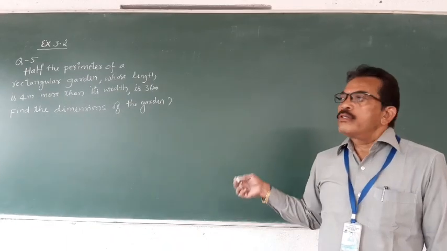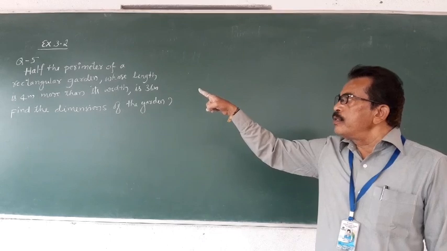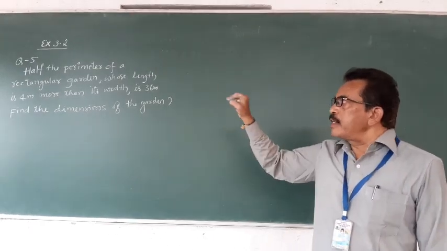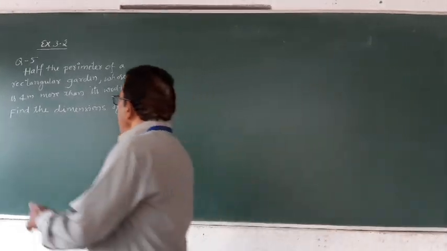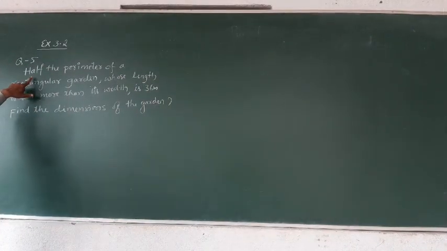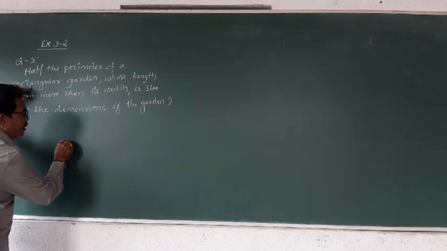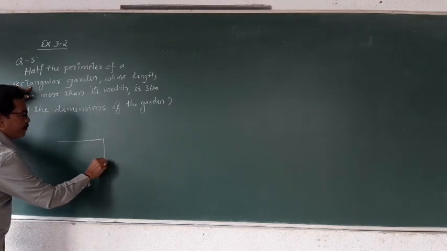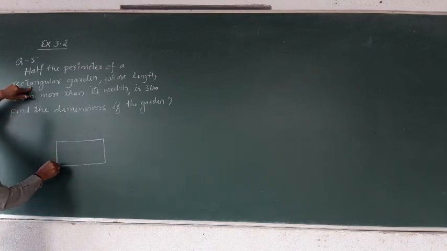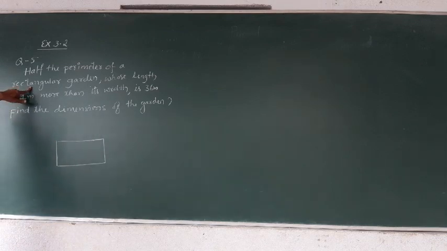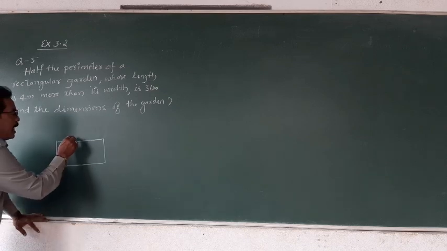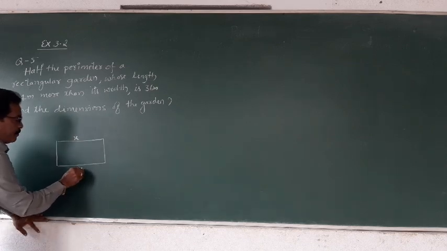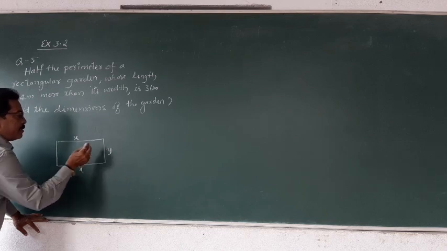Yes, see, today we'll continue with question number 5, exercise 3.2. Half the perimeter of a rectangular garden, whose length is 4 meter more than its width. Let us take length as x, breadth as y.